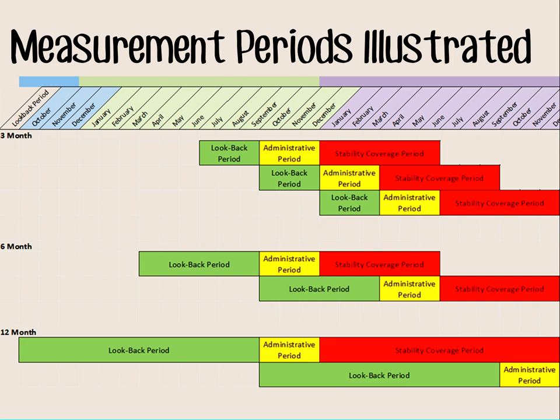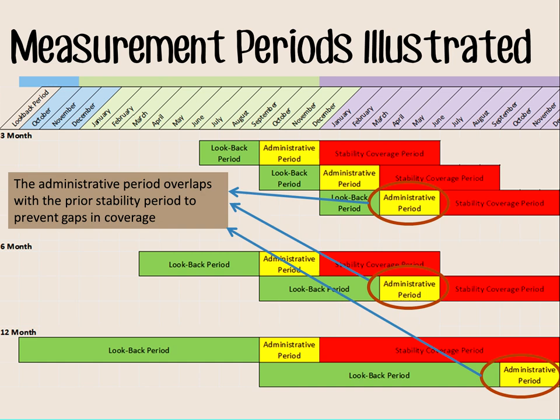In the example of an employer electing a 12-month measurement period, that looks similar to what you see at the bottom of your screen. This is where now we have a 12-month look-back period, in this case October to September. The employer then has 90 days to determine who's covered or not, take the necessary steps, and that coverage is in effect then for another 12 months following that administrative period. The key thing to note here in all 3 cases is to prevent gaps in coverage, that administrative period always overlaps with the prior stability coverage period.